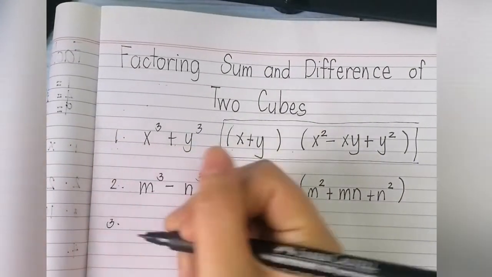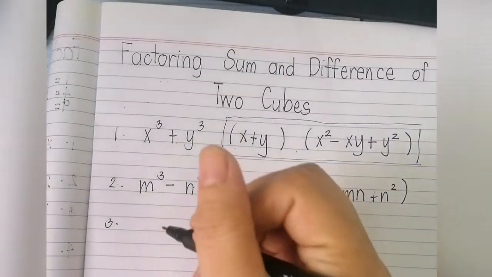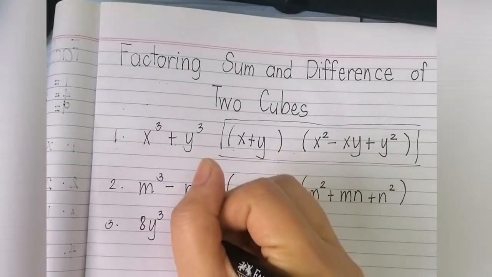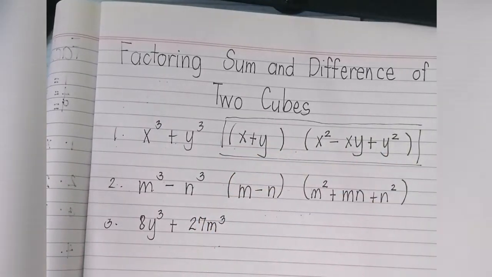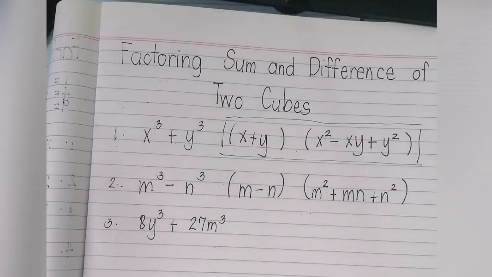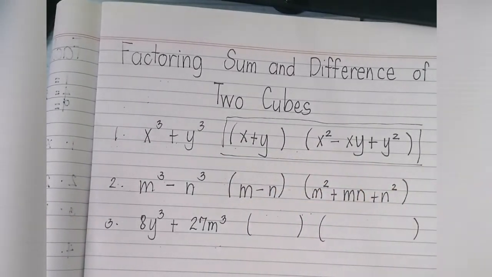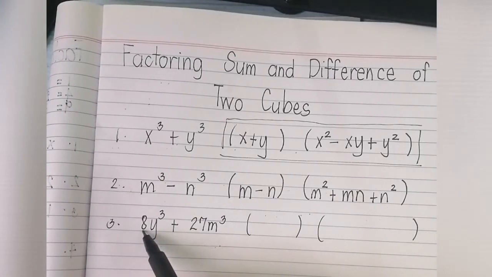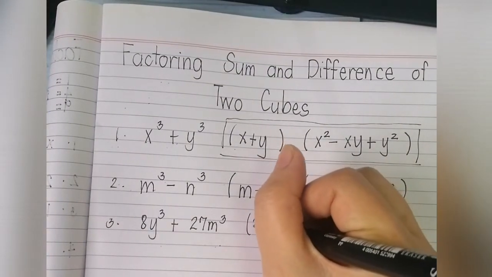So, let's have example number 3. This time, magbibigay naman ako ng example na may numerical coefficient na para mas maintindihan ninyo. Suppose we have 8y cubed plus 27m cubed. So, gagawin natin isang binomial at isang trinomial. Ngayon, kunin muna natin yung cube root ng number. So, cube root ng 8 is 2. Bakit? Kasi 2 times 2 times 2 is 8. So, 2 yung ilalagay ko dito.